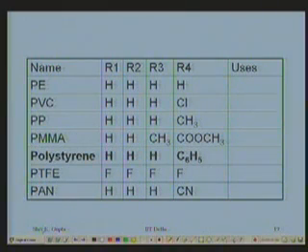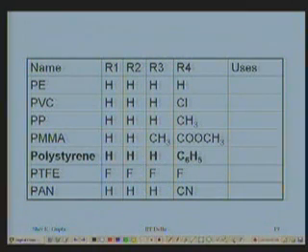The next one is polystyrene, where three side groups are again hydrogen. The fourth one is a benzene ring. Polystyrene is a very hard and transparent material, but in that form we don't use it. We use it mostly in the form of foam, which is called styrofoam. Styrofoam is used for heat and thermal insulation. It is used in packaging or as thermocol. That's what styrofoam is.